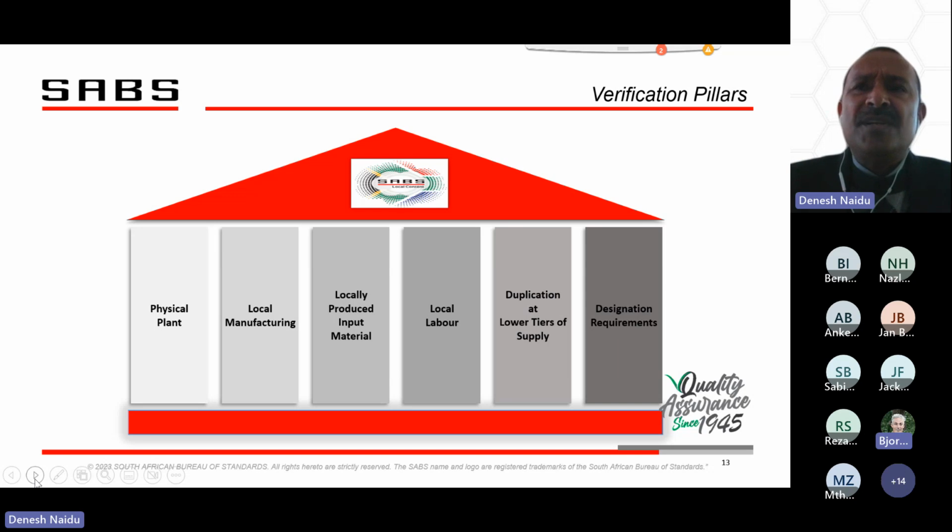So what is local content? And for the layman out there, some of the things that contribute to the local content percentage are things like, one, is there a physical plant? And remember, we spoke about the various input material that goes into the manufacture of a product, which means that we're looking at the end-to-end value chain. So we're looking at physical plants for the various input material that goes into the product.